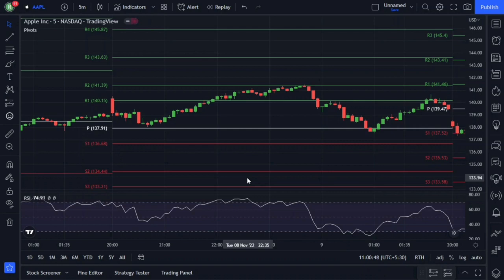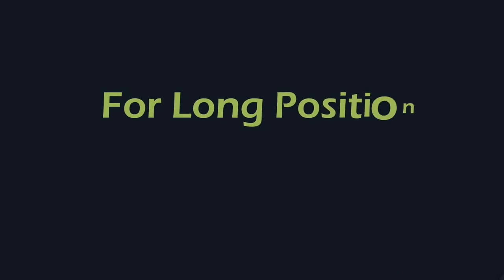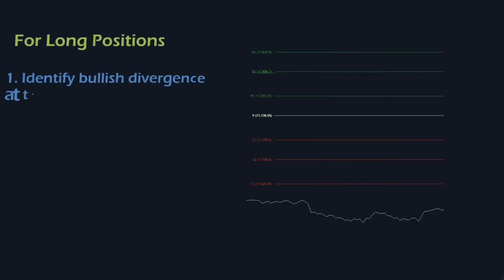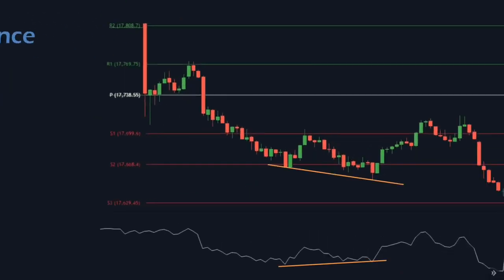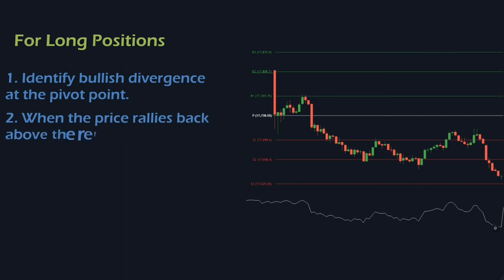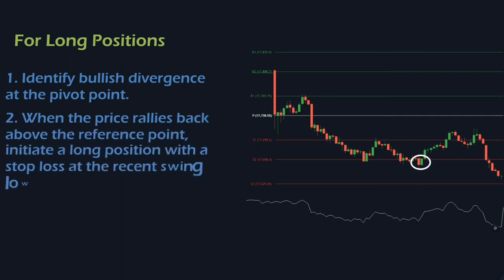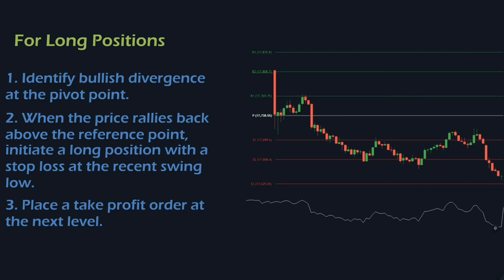Let's start with the rules for entering long positions. For long positions, first, identify bullish divergence at the pivot point, either S1, S2, S3, S4, or S5, usually at S1. Second, when the price rallies back above the reference point, it could be the pivot point, initiate a long position, with a stop loss at the recent swing low. And finally, place a take profit order at the next level. If you bought at S3, your first target would be S2.